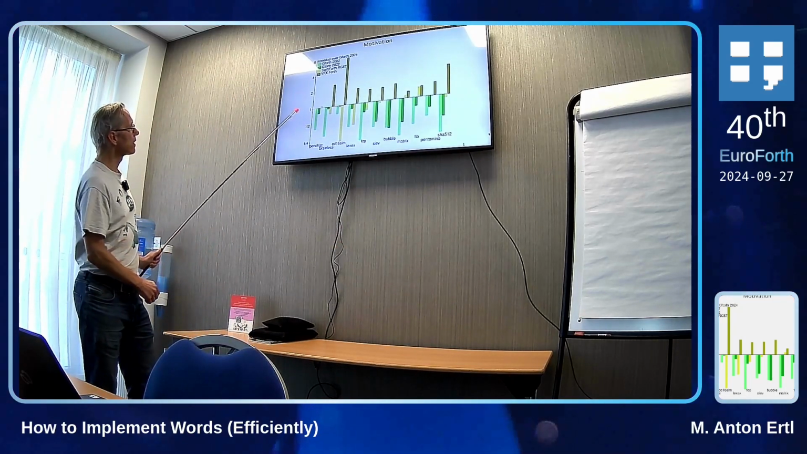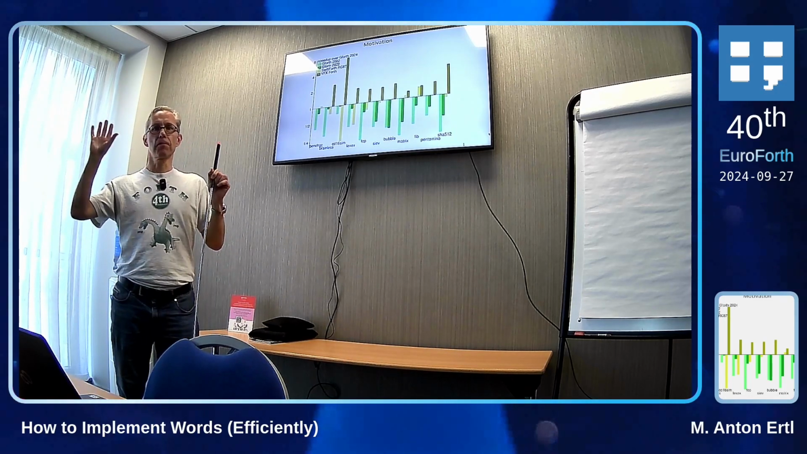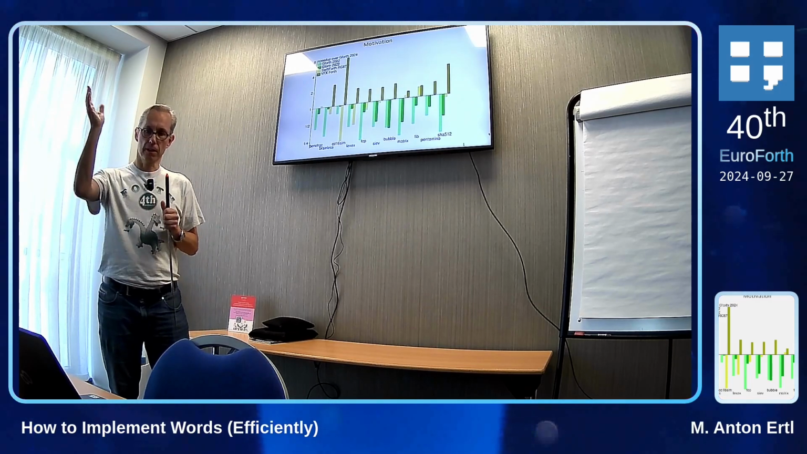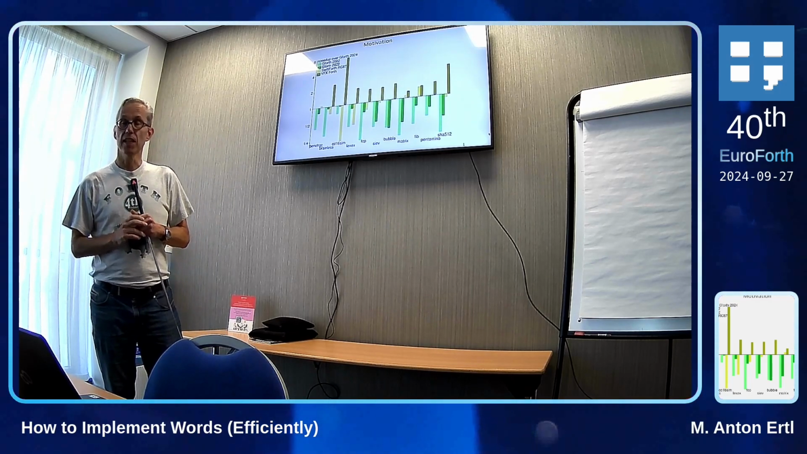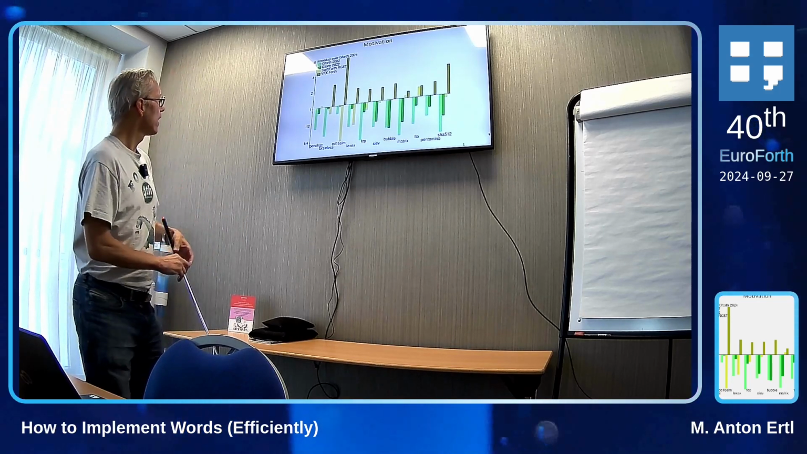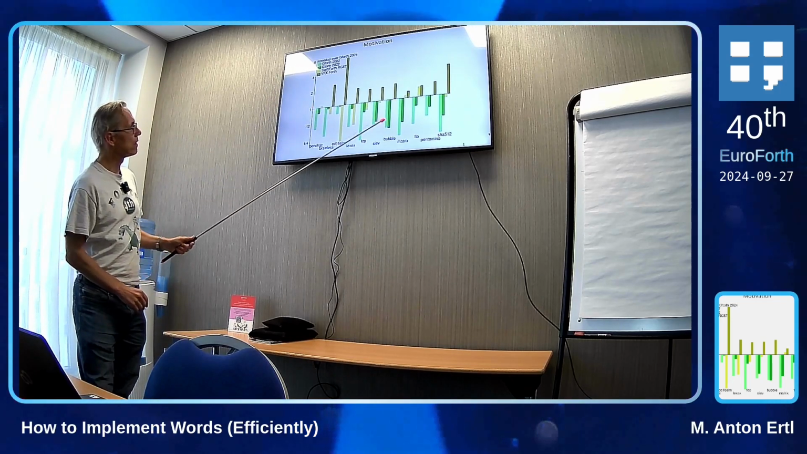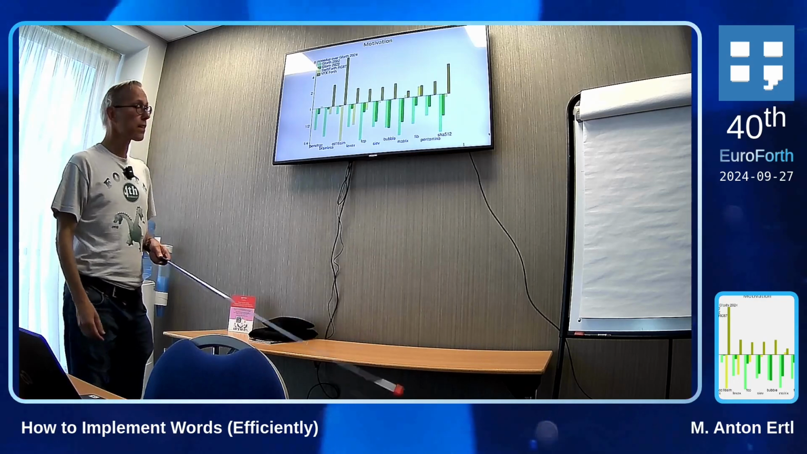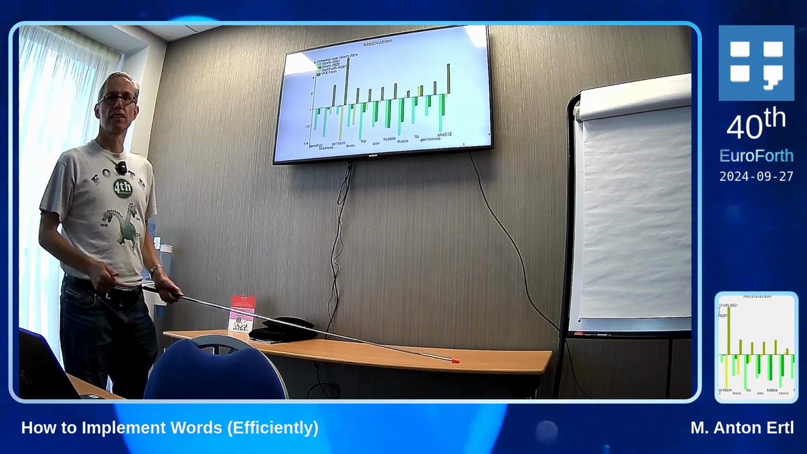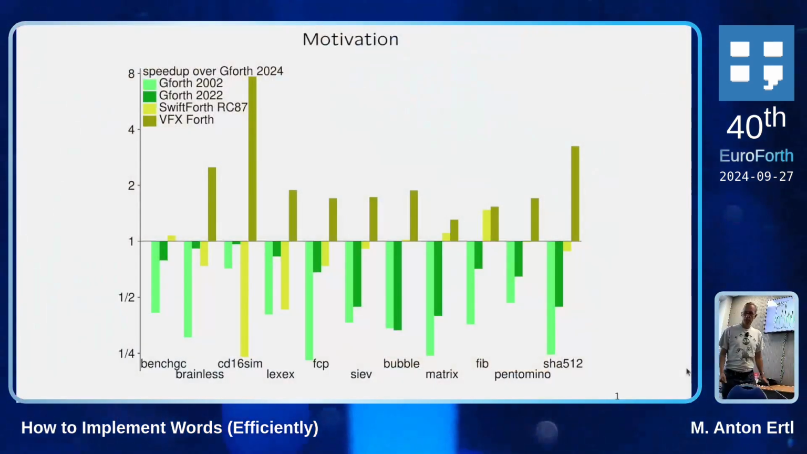So that you can interpret this, one is the GeForth from 2024 with the optimization that I will be talking about tomorrow enabled. And basically, the dark green one is without this new optimization, and the light green one is basically threaded code.